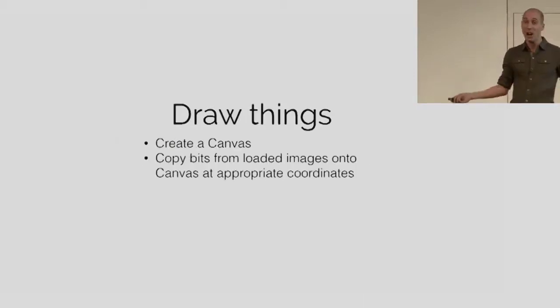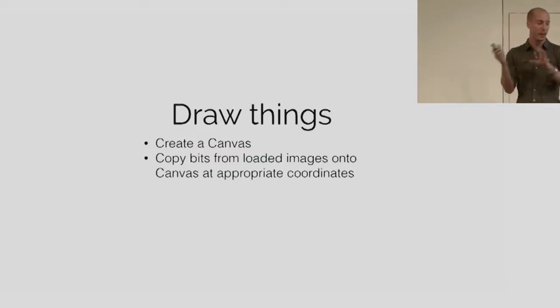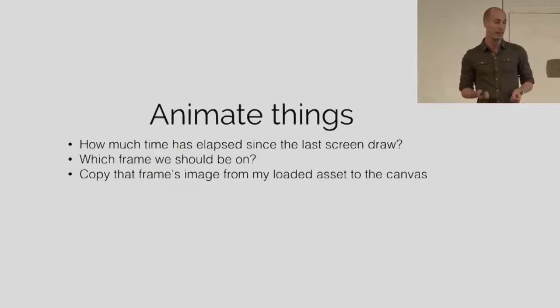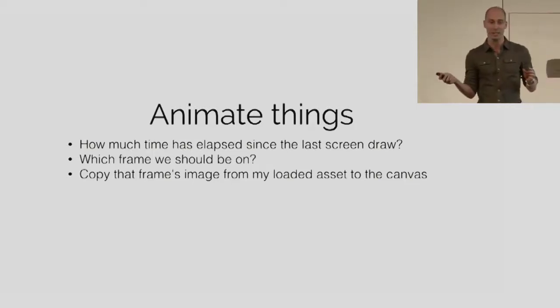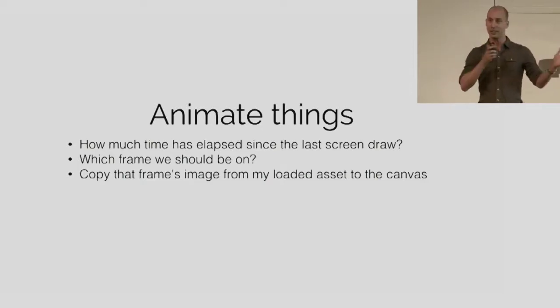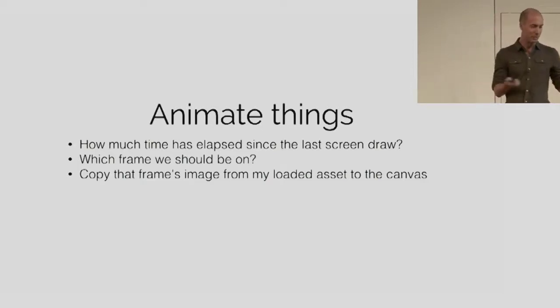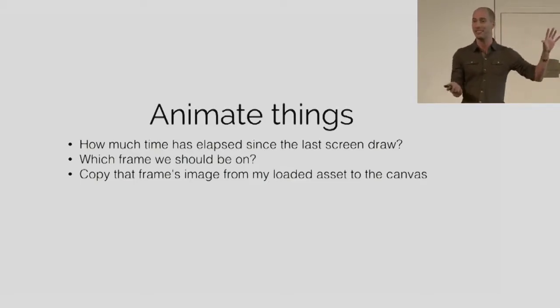Okay, we're also going to have to draw things. So we're going to have to put a canvas up on the page, and then copy bits from our images that we preloaded onto the canvas at the appropriate coordinates. But static images are boring, right? So we're also going to have to animate things. Animating means we're going to have to figure out how much time elapsed since the last frame of my animation, and how many frames this is supposed to be playing at. So I've got to make sure that I'm managing a lot of stuff there. What frame should I be on? And I've got to copy that frame's image from the buffer off the canvas and put the right bits in the right spot.